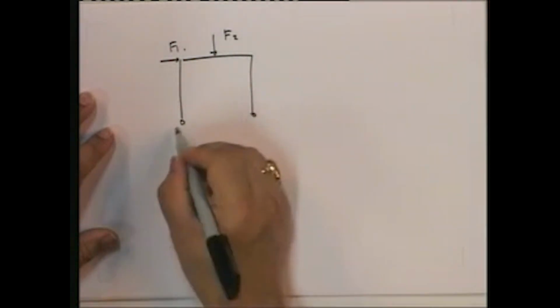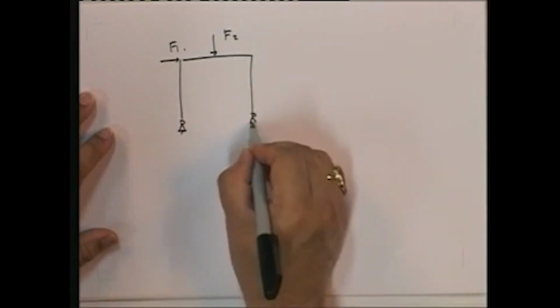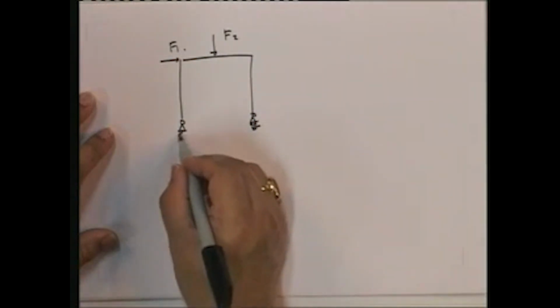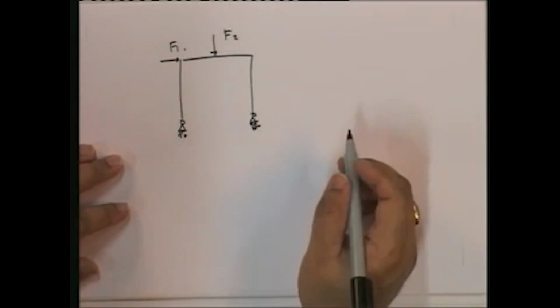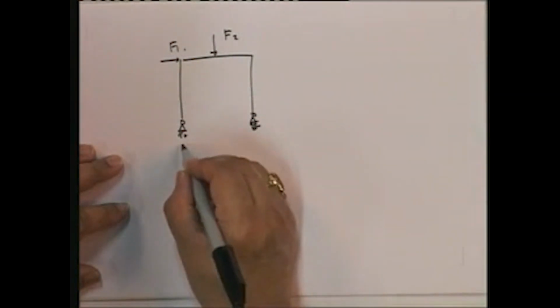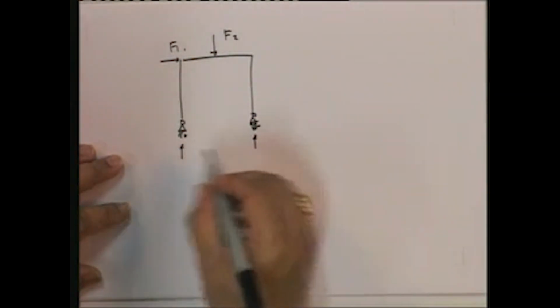All I need to do really is, this is a statically determinate frame. You should be able to find out the bending moment diagram for this. How would you find out the bending moment? Well, find out these reactions.